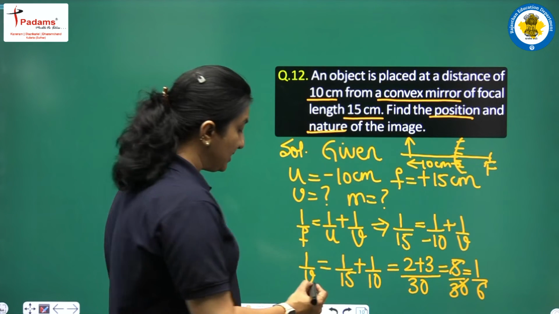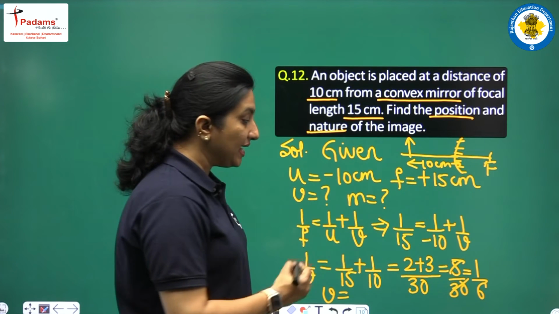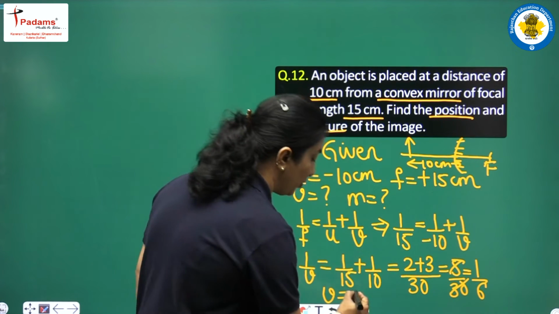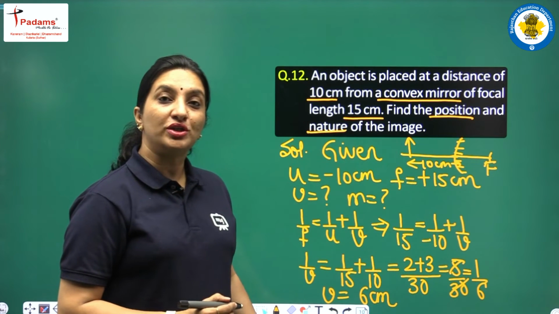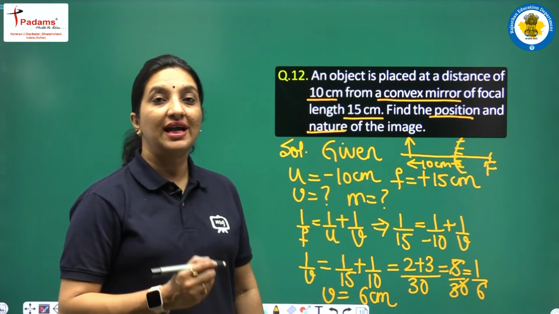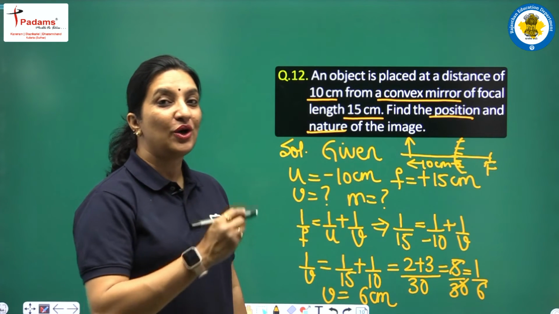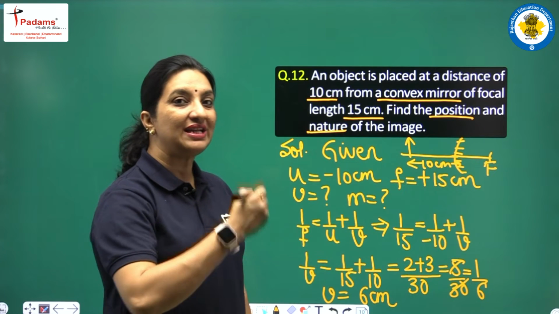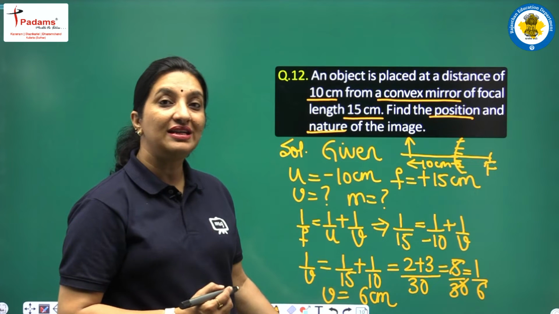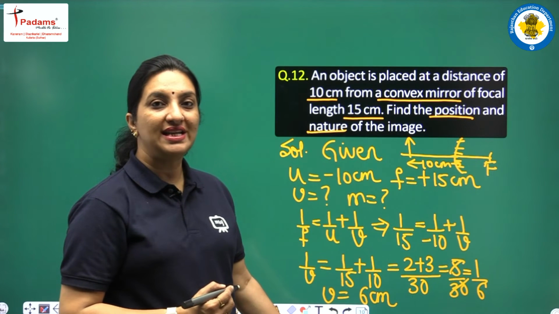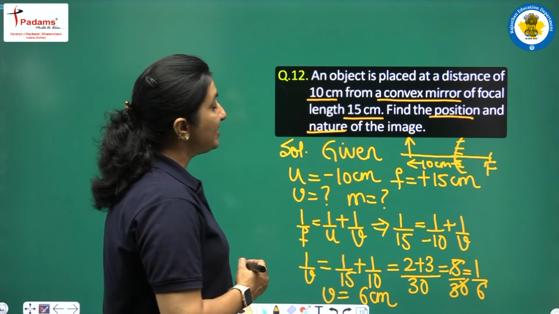So on inverting, the position of the image which is given by V comes out to be 6 centimeters. Now the positive value of V shows that the position of the image is behind the mirror, because all the distances which are measured in the direction of incident ray of light are taken as positive, and here the positive value indicates that the image is formed behind the mirror. Now what is next asked?